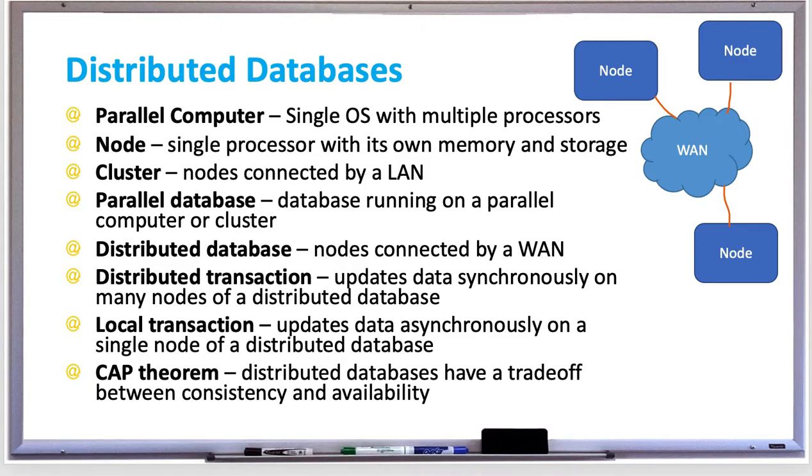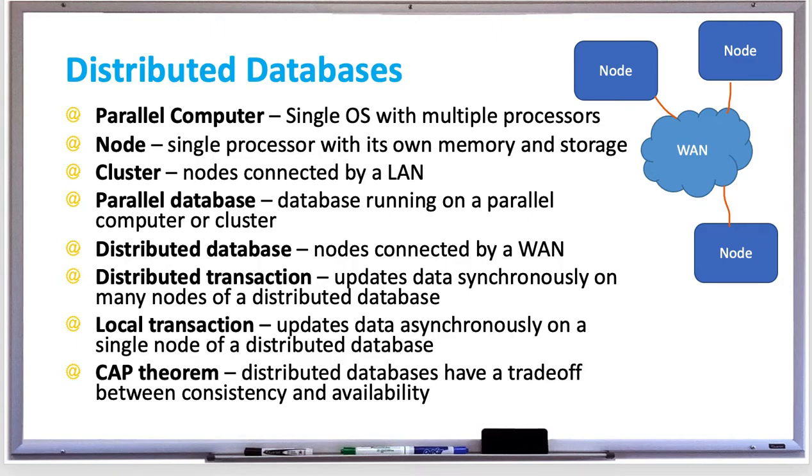In phase one, all nodes are informed of the updates by a transaction coordinator. And then in phase two, the transaction coordinator receives all confirmations and instructs nodes to commit. Distributed transactions are relatively slow as multiple nodes must respond before the transaction commits.